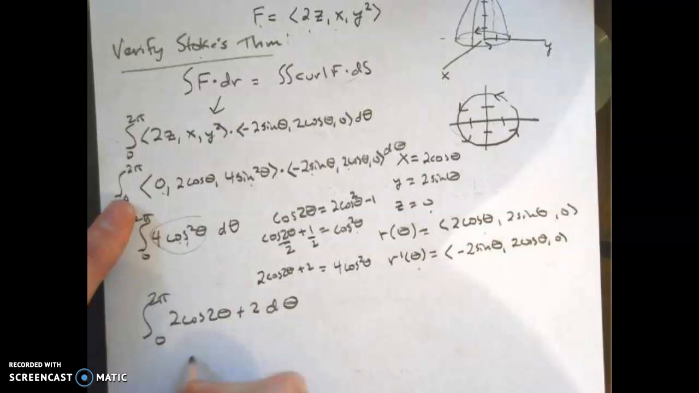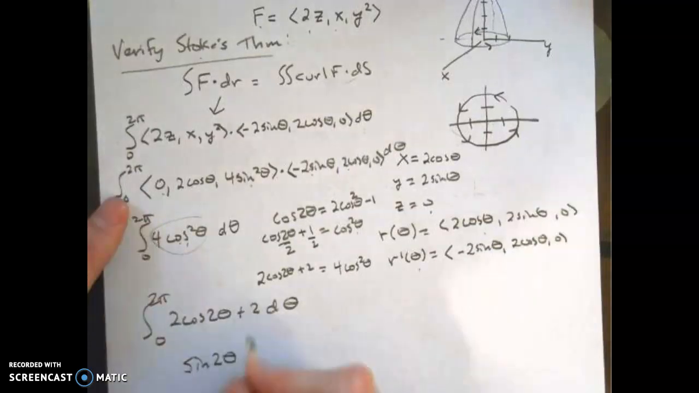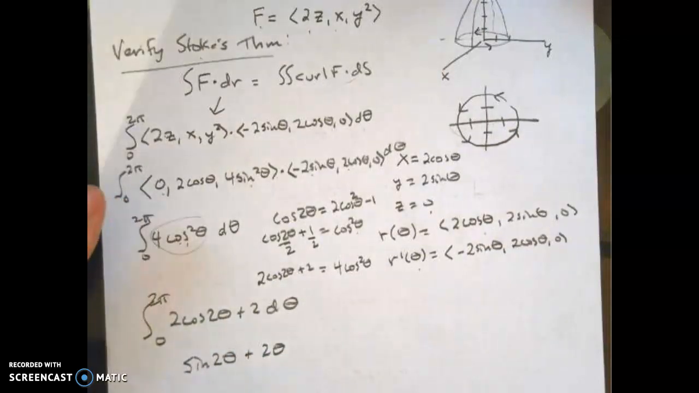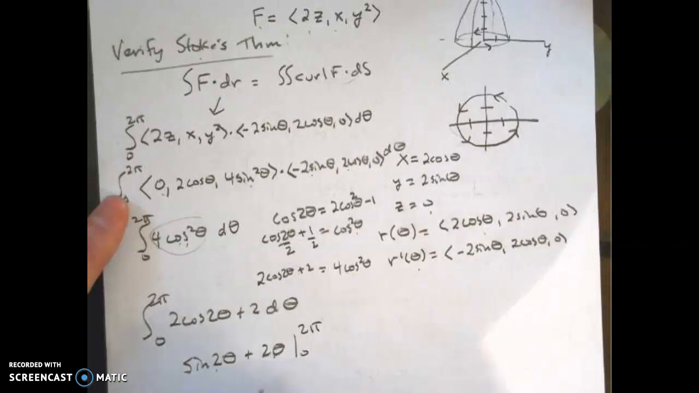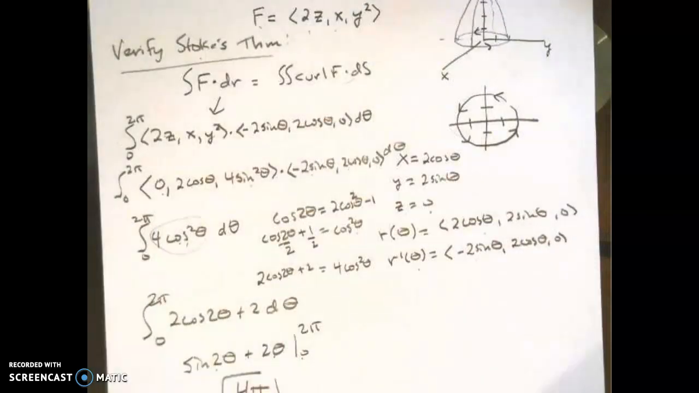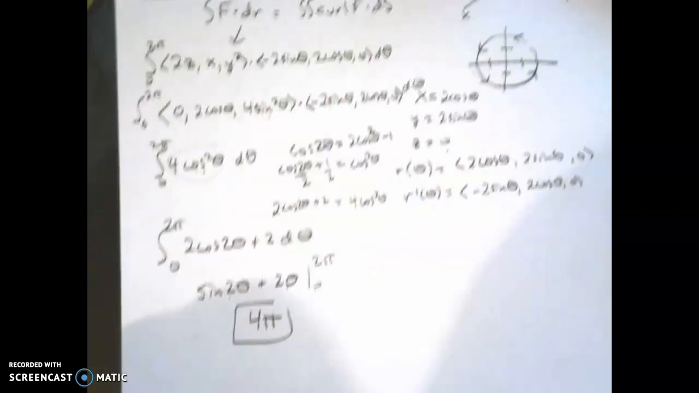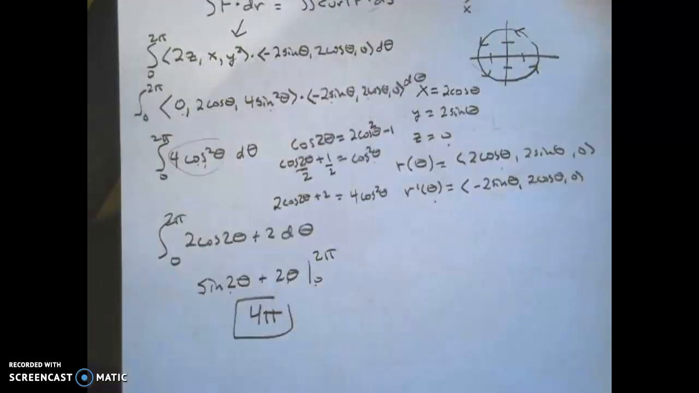Antiderivative of this would be sine of 2 theta, right, plus 2 theta. Going from 0 to 2 pi, plugging in 2 pi, you're going to get sine of 4 pi, which is 0. Here we get 4 pi, and then plugging in 0, you're going to get 0. So 4 pi is our answer. So that wasn't too bad. Okay. Now let's do it the other way.